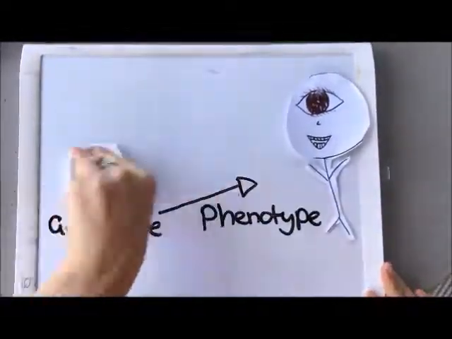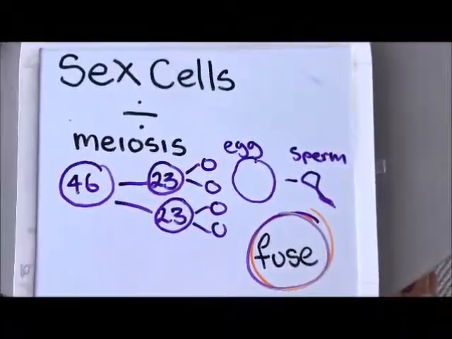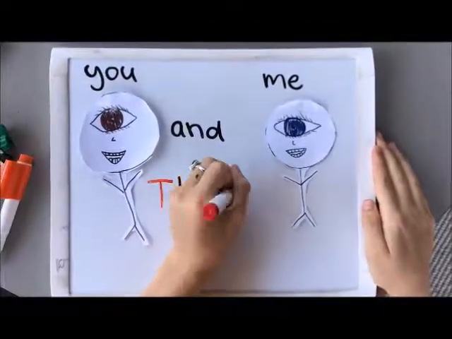In conclusion, Mendel's law covers the importance of inheritance. You may inherit dominant or recessive genes which result in your genotype and phenotype. Sex cells divide through the process of meiosis to make you and me.